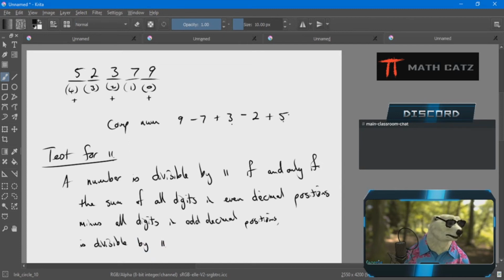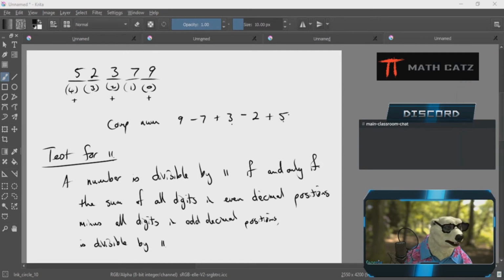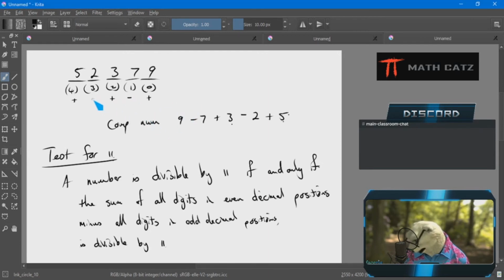Okay, so however you want to phrase it, I'm not going to ask you to phrase the test for 11. You just have to be able to use it. Regardless of how you want to remember it, using the decimal positions as a reference to where the digits sit is one way to phrase the test in as clean a way as possible. It's not the only way, but it's a way that will be effective. You just have to remember.